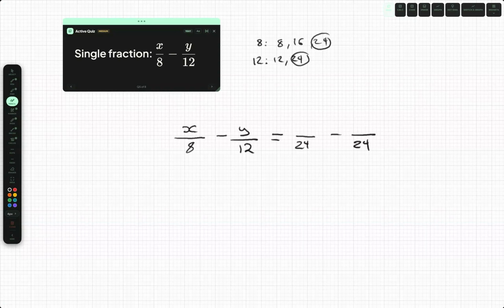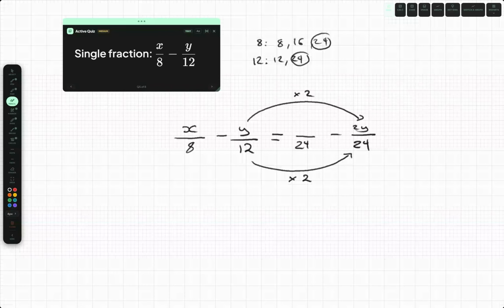And all we have to do now is make sure we're consistent. Whatever we did to the bottom, we have to do to the top. We multiplied this by 2, so we have to do the same to this y, and it becomes 2y. How did we go from the 8 to the 24? Well, we multiplied it by 3, which means we have to do the same for the x.